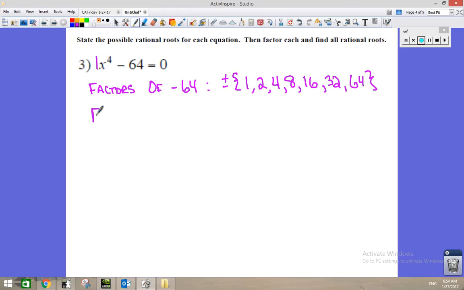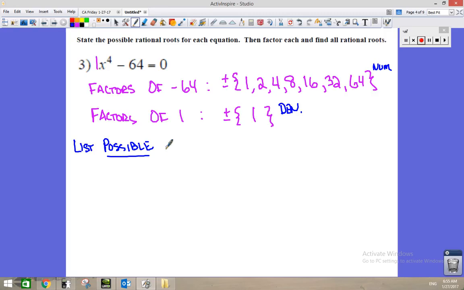Alright, the factors of 1 are simply 1 and negative 1. Now, these are my possible numerators, these are my possible denominators. So my list, and it's important to recognize that it's not the roots, it's the possible zeros, and it only is for rational zeros, not irrational.